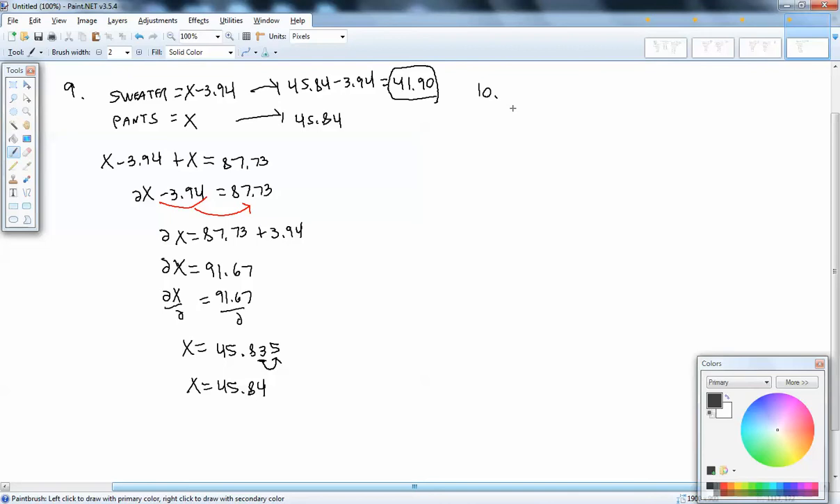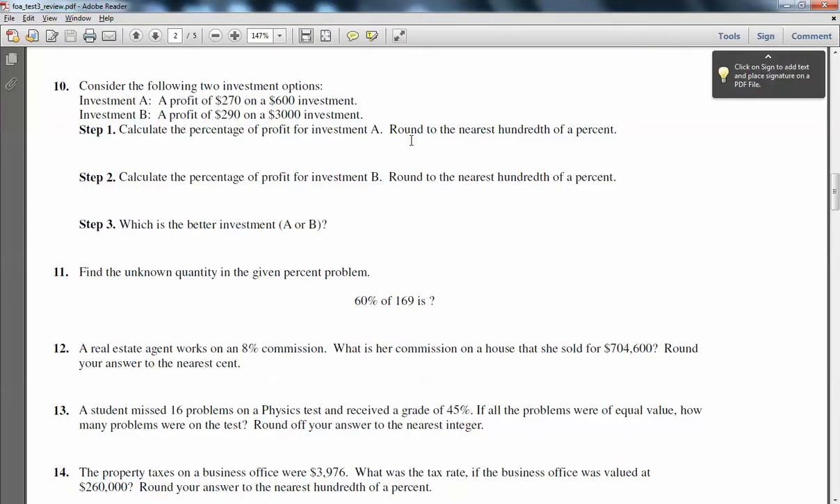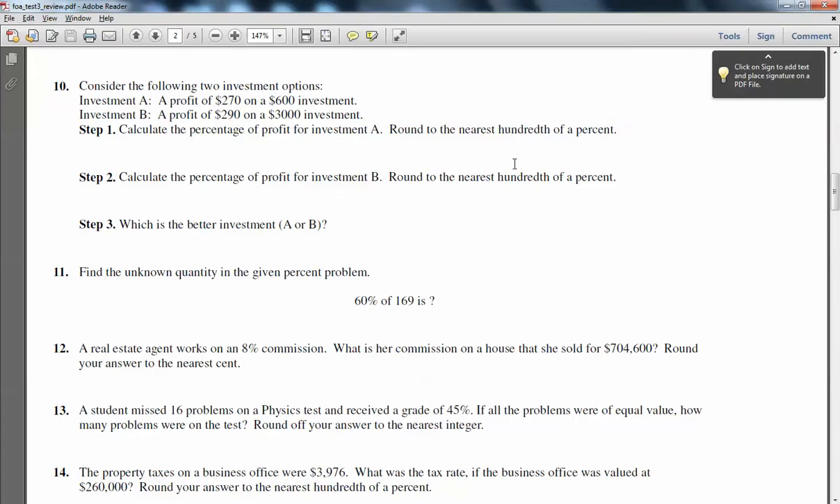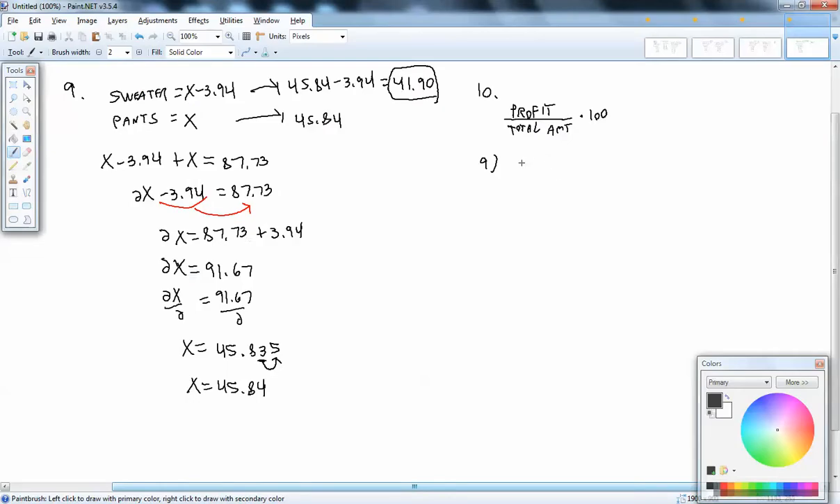Well, one formula you can use is to put your profit over the total amount. They say calculate the percentage of profit. This will give us it in decimal form, so we'd have to multiply it by 100. So for A, we're going to have a profit of 270 on 600. So I'll put 270 over 600, and then multiply that times 100. So 270 divided by 600 times 100 gives us 45%.